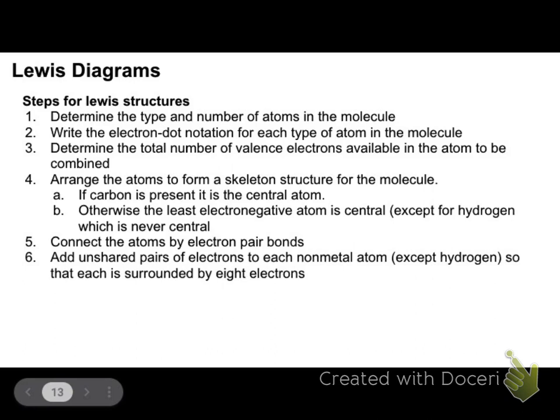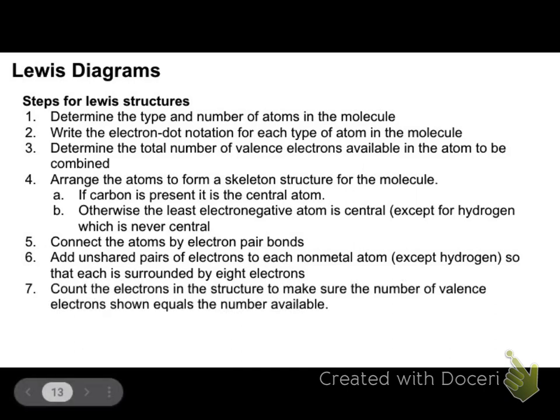Then add unshared pairs of electrons to each of the nonmetal atoms except for hydrogen so that each of them is surrounded by 8 electrons. So if I have a carbon atom and it's only forming 3 bonds, then I'm going to give it a lone pair so that it has 8. Because each of those 3 bonds represents 2 electrons, so it would have 6. So I'm going to give it a lone pair so it has 8. Okay? And after I do that for all of my atoms, obviously except hydrogen, because hydrogen won't have a lone pair because it's only going to form 1 bond because it only needs 2 electrons.